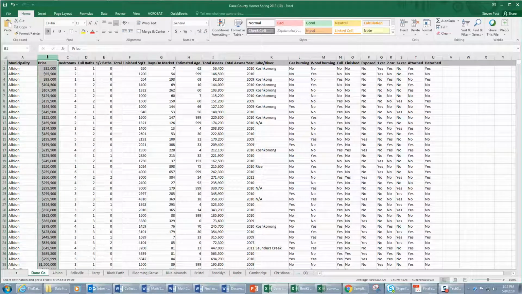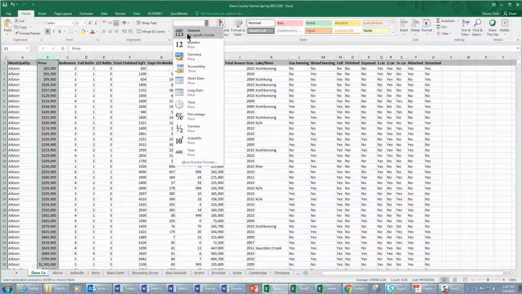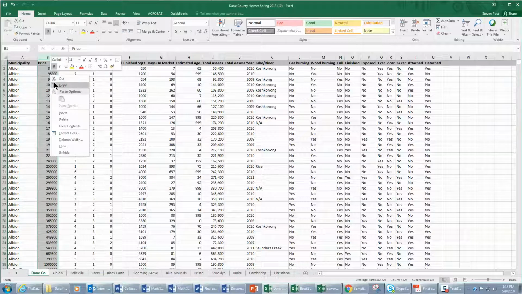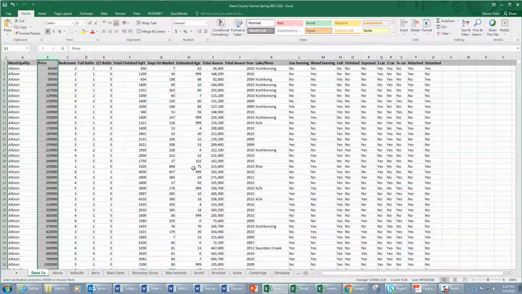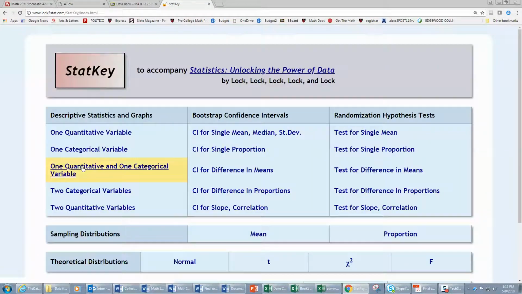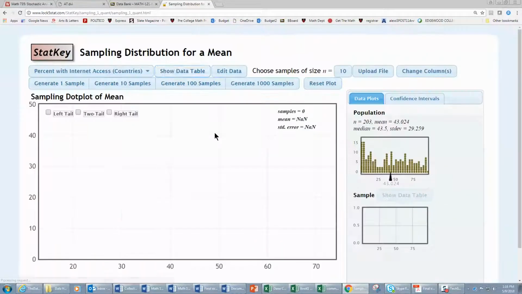Now, by the way, StatKey does not like dollar signs and it does not like commas in its numbers. So whenever you're dealing with large numbers that have commas, or dollar signs, once you select your column, before you try plugging it into StatKey, go up here and click on General, and notice that took away our dollar signs and our commas. Now I'm ready to grab column B, and I'm going to put it in StatKey, sampling distribution of the mean.